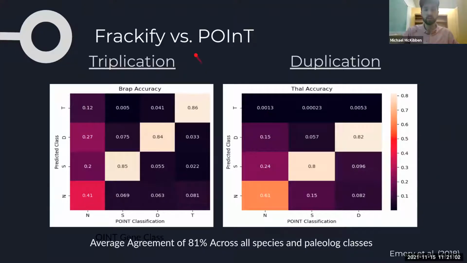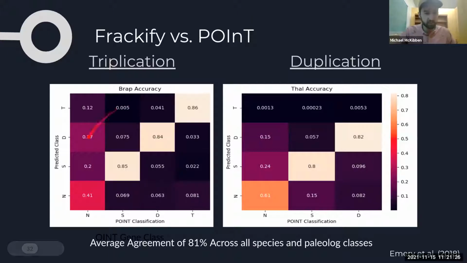On the left, we have a triplication in Brassica rapa. And on the x-axis, we now have POInT's classifications, so non-Paleologs, single, double, and triple. And on the y, we have Frackify's classifications. I've done similarly with the duplication. And as you can see, for the Paleologs themselves, POInT and Frackify maintain around 80+% agreement.